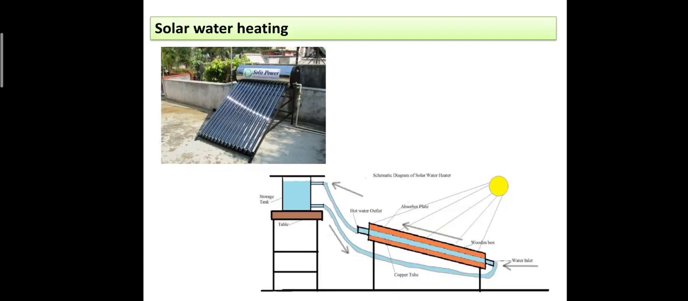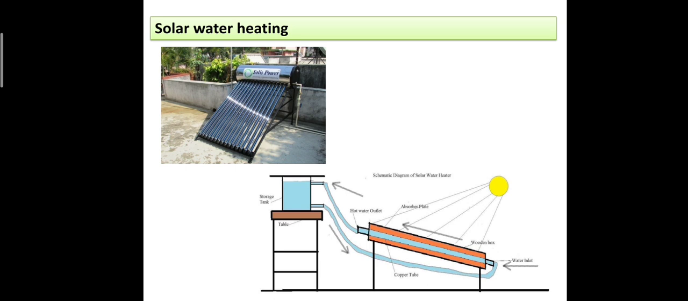Next we will go for solar water heating. Most solar water heating systems have two main parts, that is, a collector and a storage tank. The solar energy collector heats the water, which then flows to a well insulated storage tank. A common type of collector is the flat plate collector. So we can see in the slide also there is one plate. This is called the flat plate collector.